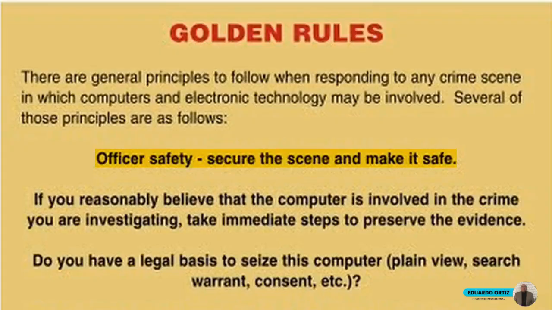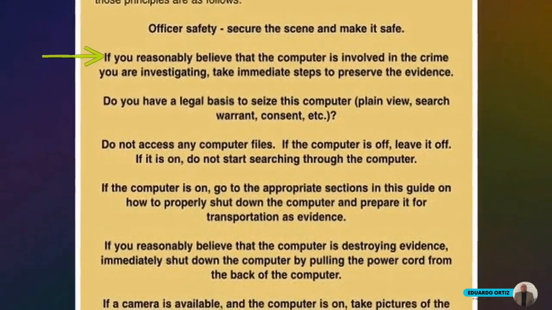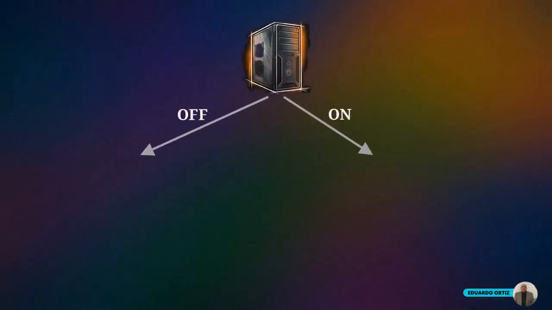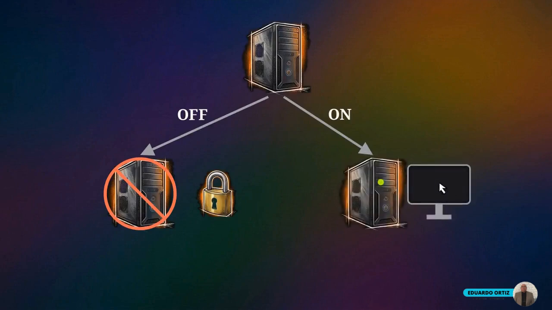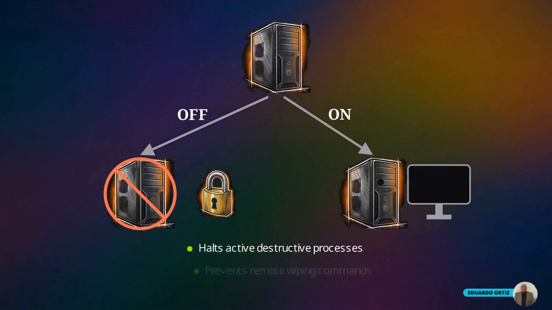Securing the physical perimeter for officer safety is the absolute first step. Once the scene is safe, you must assess the target device. This outlines baseline procedures for desktop computers. If a PC is off, do not turn it on. Booting modifies hundreds of system files. If on, wake the screen with the mouse or spacebar and photograph it. Finally, unplug the power cord directly from the tower. Pulling the plug on a standalone machine halts active destructive processes, prevents remote wiping commands from executing, and preserves the volatile memory state for forensic technicians.